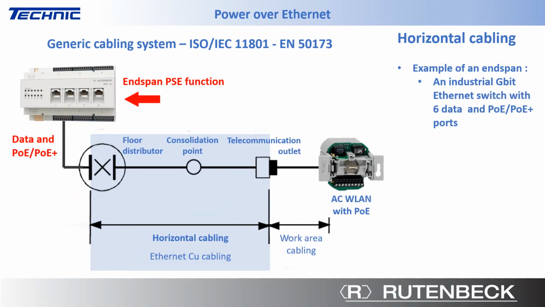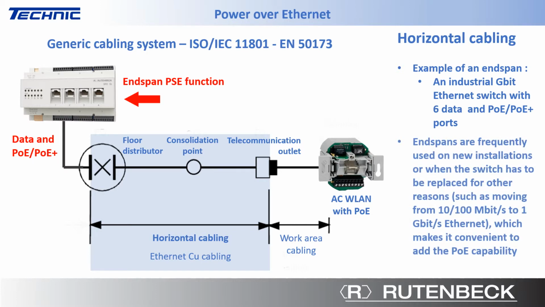Example of an endspan. An industrial gigabit Ethernet switch with 6 ports data and Power over Ethernet or Power over Ethernet Plus. Endspans are frequently used on new installations or when the switch has to be replaced for other reasons, such as moving from 10 or 100 megabit per second to 1 gigabit per second Ethernet, which makes it convenient to add the Power over Ethernet capability.